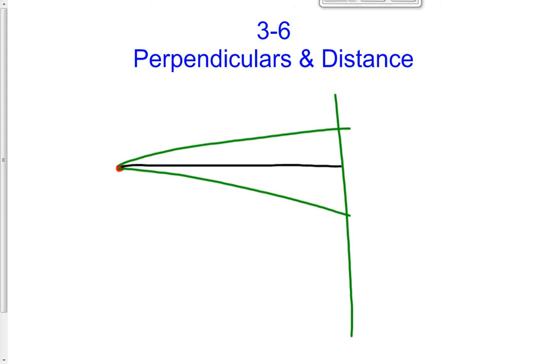And it's called the perpendicular distance. This angle right here is 90 degrees. That's why it's the perpendicular distance, because to go from one point to another point, or from one line to another line, or from one point to one line, the shortest way is to take the perpendicular distance. So that's what we're going to be talking about today.